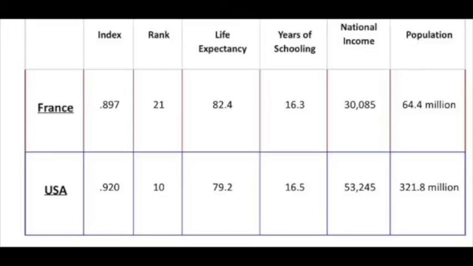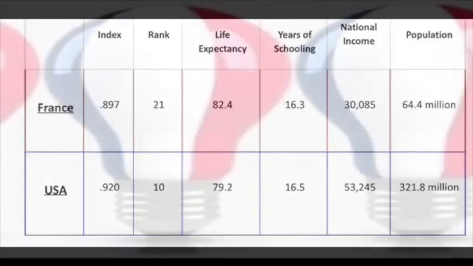As for the USA, the index is at 0.920, their rank being number 10. Life expectancy is a little lower at 79.2 years. Their years of schooling is almost the same, being at 16.5 years. Gross national income is much higher at 53,245, and the population also, because of the size of the U.S., is much, much larger, which is 321.8 million.